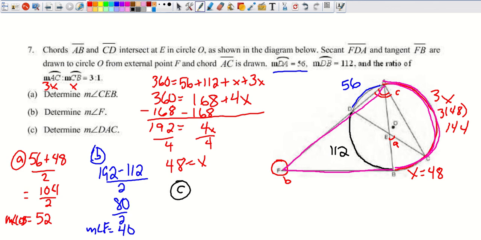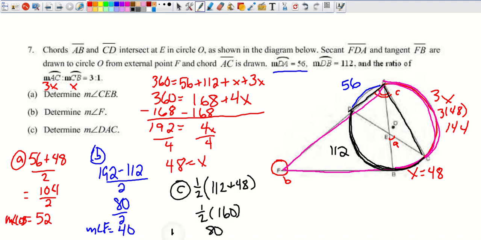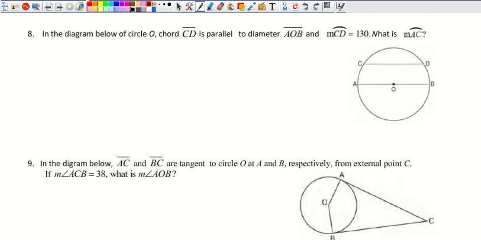So for part C, remember DAC is that inscribed angle. So it's half of this arc. If we follow the sides of the angle up from D through A to C, or through B to C here, it's just 112 and 48. So that's half of 160, and that's 80 degrees. And there is that question. And on to number 9.